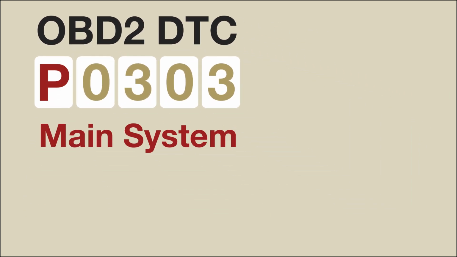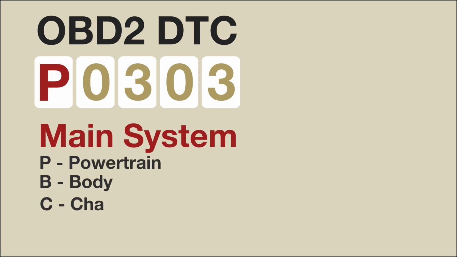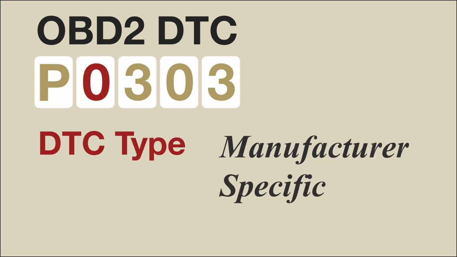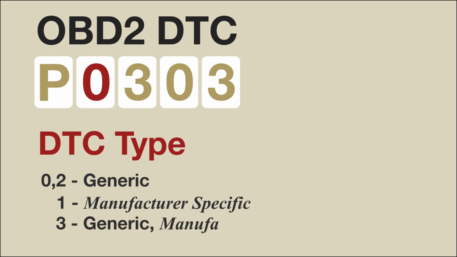The first character of a DTC indicates which main system the fault occurred in. P stands for Powertrain, B for Body, C for Chassis, and U for Network Communication. The second character tells you whether the code is general or manufacturer specific. A 0 or 2 indicates a generic code used by almost all vehicles, while a 1 means it's manufacturer specific, and a 3 can be both.